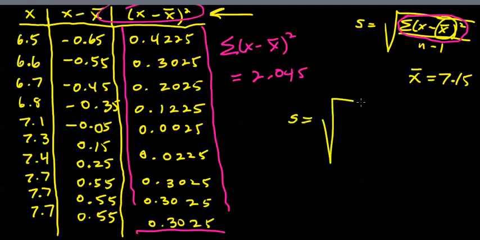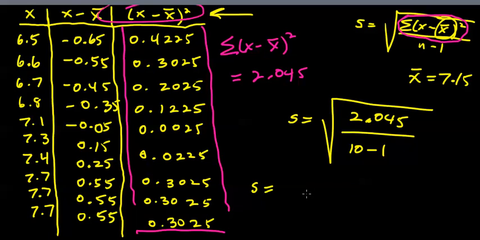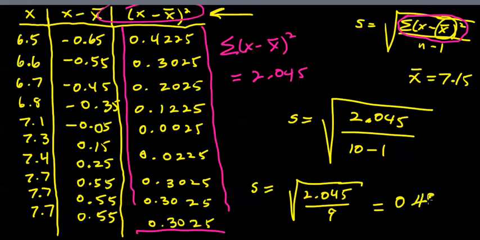S equals the square root of 2.045 divided by little n minus 1. Well, n is 10, and so 10 minus 1 is 9. So my sample standard deviation is going to be the square root of 2.045 over 9, and I will use the calculator to grind that out, and I get 0.48. 0.48 in waiting time minutes.